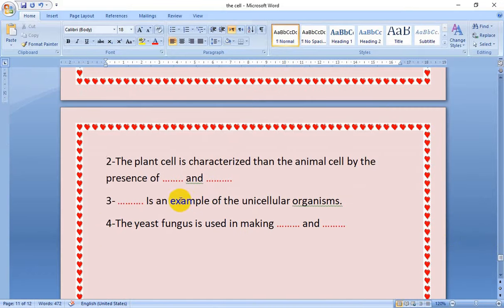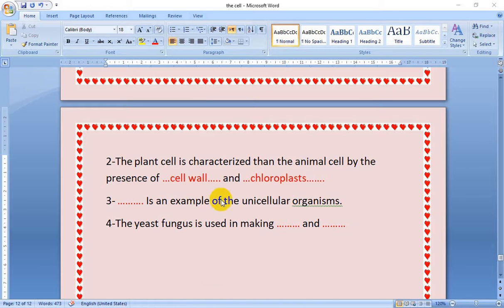Number two, the plant cell is characterized than the animal cell by the presence of what and what? What is in the plant cell and not in the animal cell? Cell wall and chloroplast. You know that chloroplast, we find it in the plant cell because the plant cell can make its own food, but animals or humans can't make their own food, so we don't have chloroplast.